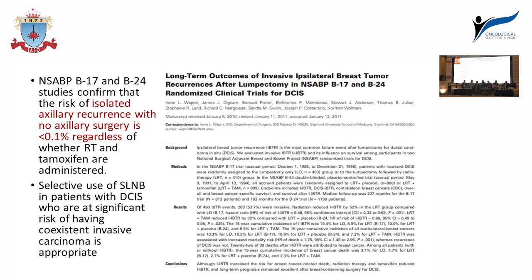Okay. So these are NSABP B17 and B24. They have suggested that for invasive ipsilateral breast recurrence post tamoxifen and radiation therapy, the chances of getting an invasive component are very less, and hence the long-term prognosis remains excellent after these two modalities while managing axilla in DCIS.